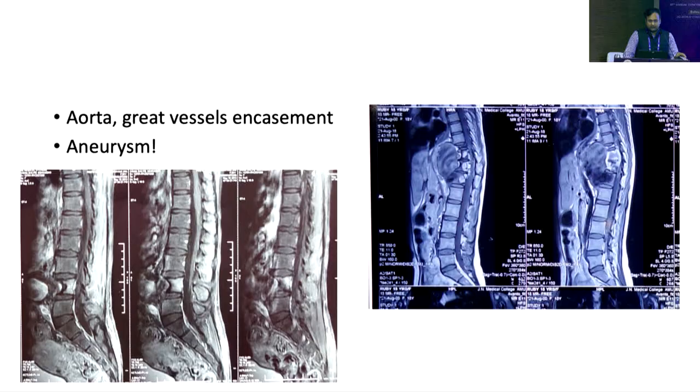Beware of the aorta and great vessel encasement. These are the cases in which you can see that there is a pseudoaneurysm around the aorta, and one has to be very careful. CT angiographic assessment has to be done. I have 3 such cases in my series.